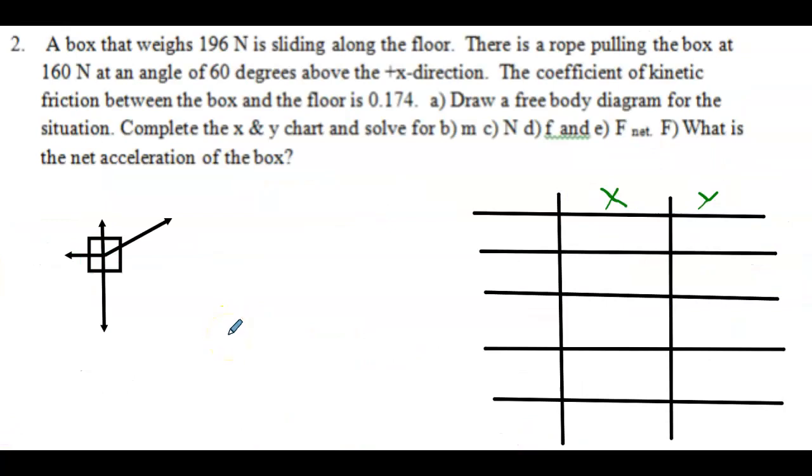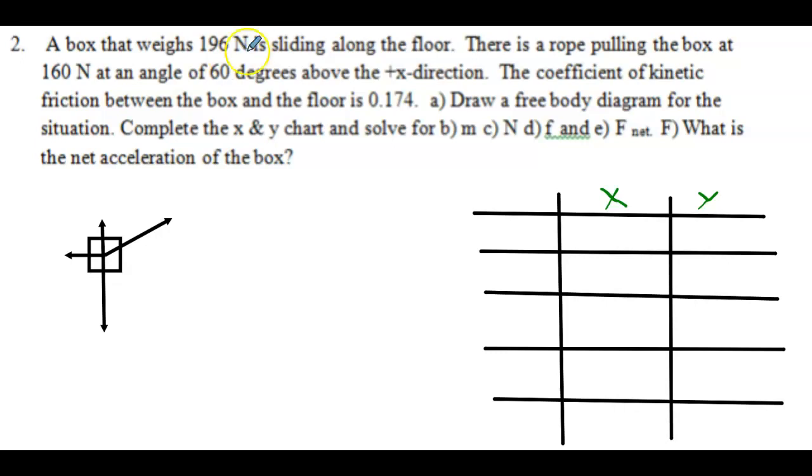Okay, so we're on to problem number 2 out of 3. So this one says a box that weighs 196 newtons is sliding along the floor. There's a rope pulling the box at 160 newtons at an angle of 60 degrees above the positive x direction. And then the coefficient of friction between the box and the floor is 0.174.